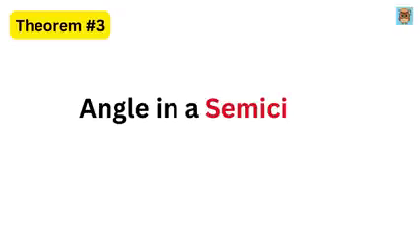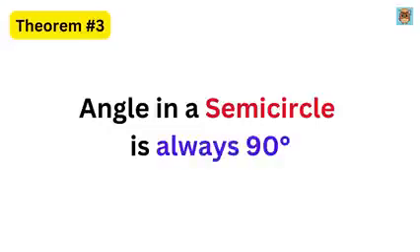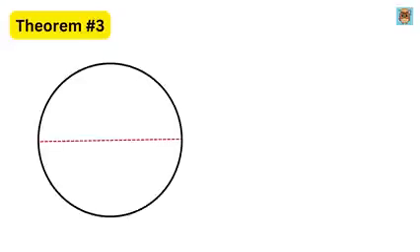Now, theorem number 3. Angle in a semicircle is always 90 degrees, which means if an arc is a semicircle, that is, its endpoints lie on a diameter, then the angle subtended at the circumference is always 90 degrees.